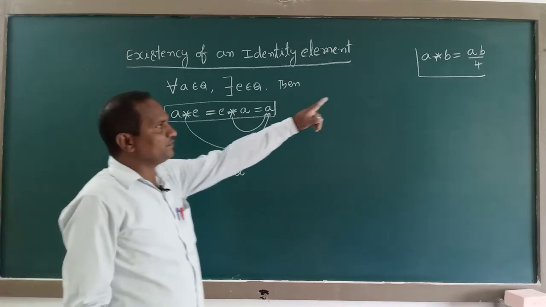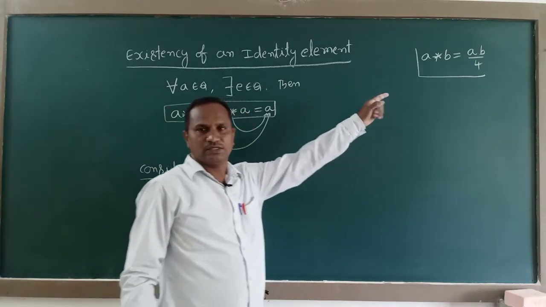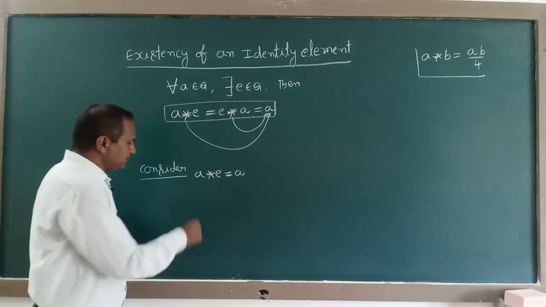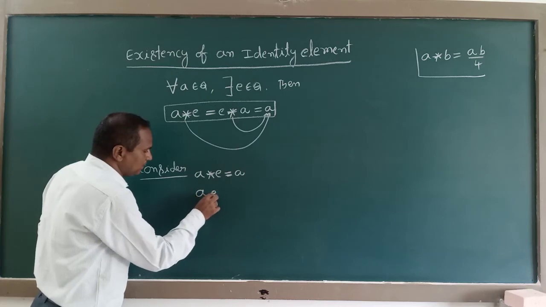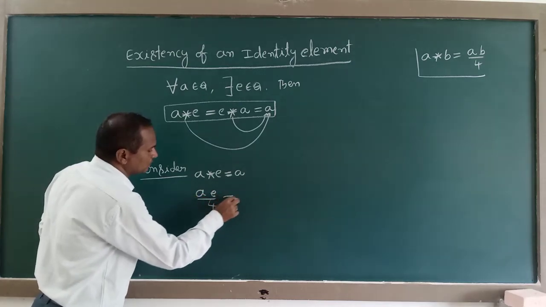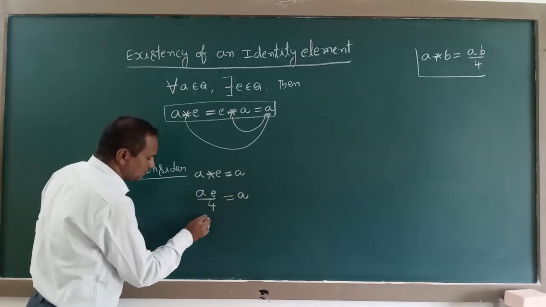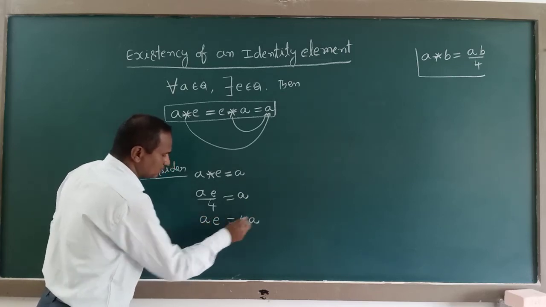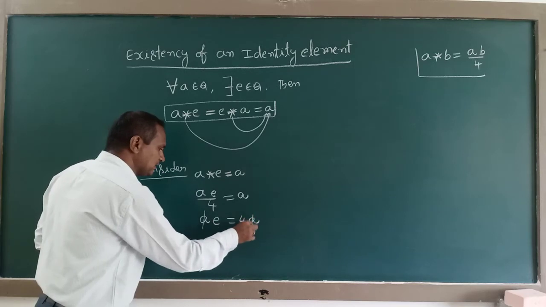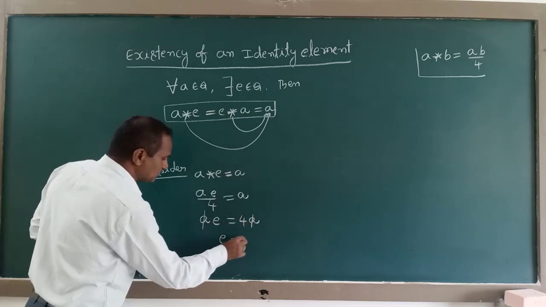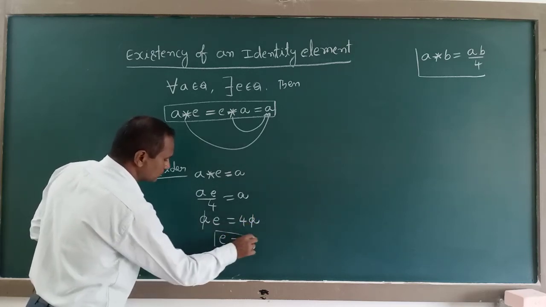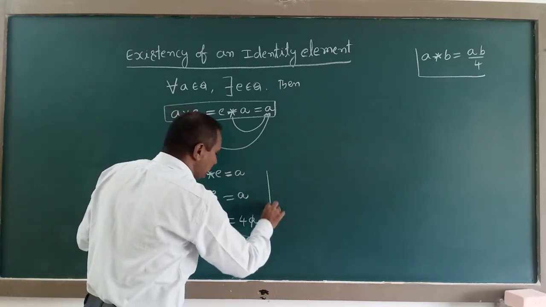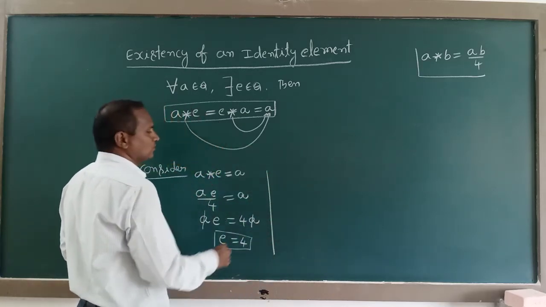What is the A star B definition? AB by 4. The same definition we have to apply to A star E also. Then it becomes AE by 4 is equal to A. Taking cross multiplication, AE is equal to 4A. Both terms get cancelled here. Then you will get E is equal to 4.